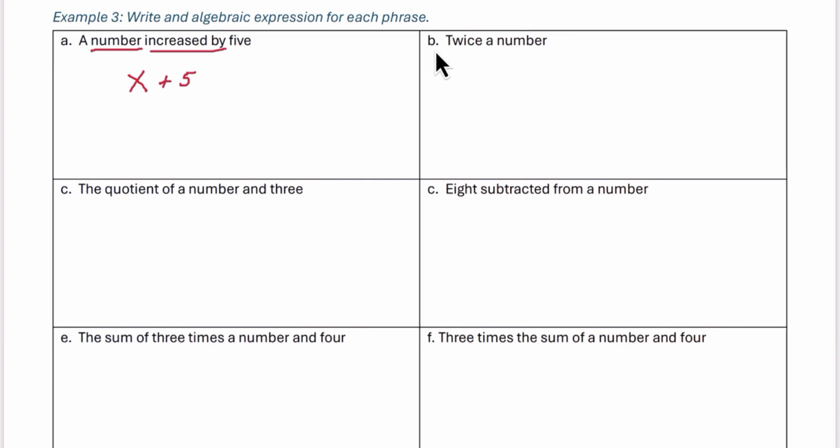Part B, twice a number. Twice means we're doubling or multiplying the number by 2. And the number in this case is again an unknown, so we use x.